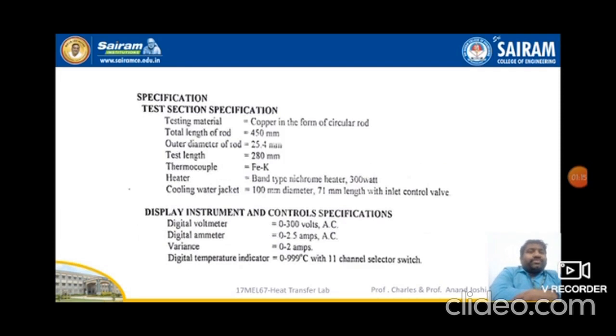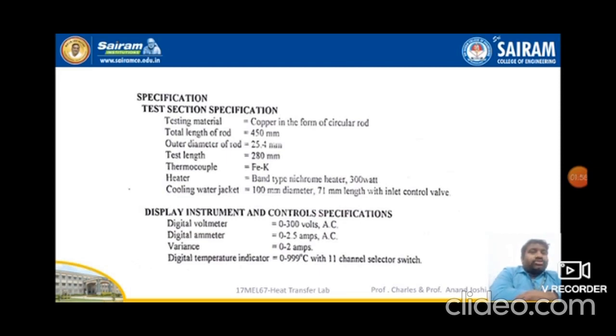Here some specifications of the test section are given. The testing material is copper in the form of a circular rod, the total length of the rod is 450 mm, the outer diameter of the rod is 25.4 mm and the test length is 280 mm. The thermocouple is iron chromium or FeK, and the heater is a band type nichrome heater of 300 watts, with a cooling water jacket of 100 mm diameter and 71 mm length with an inlet control valve.